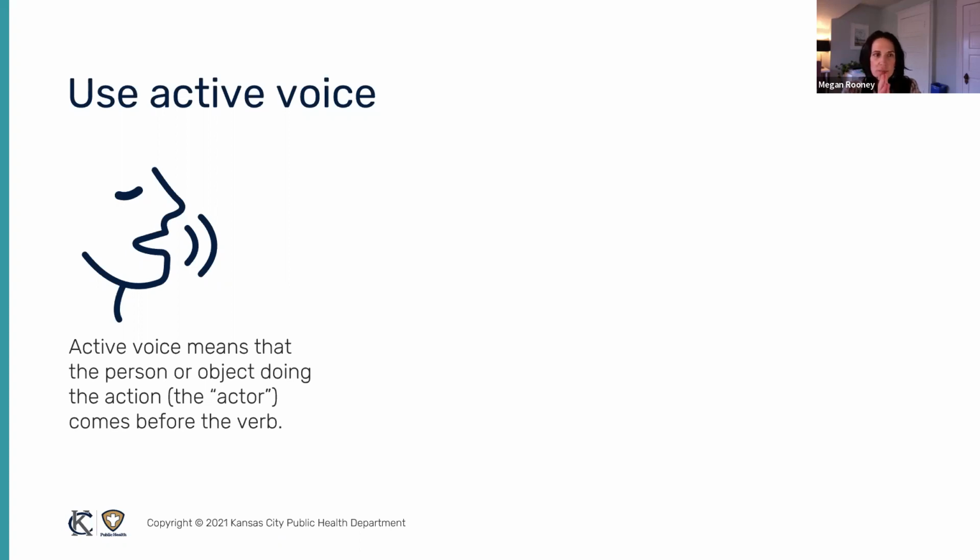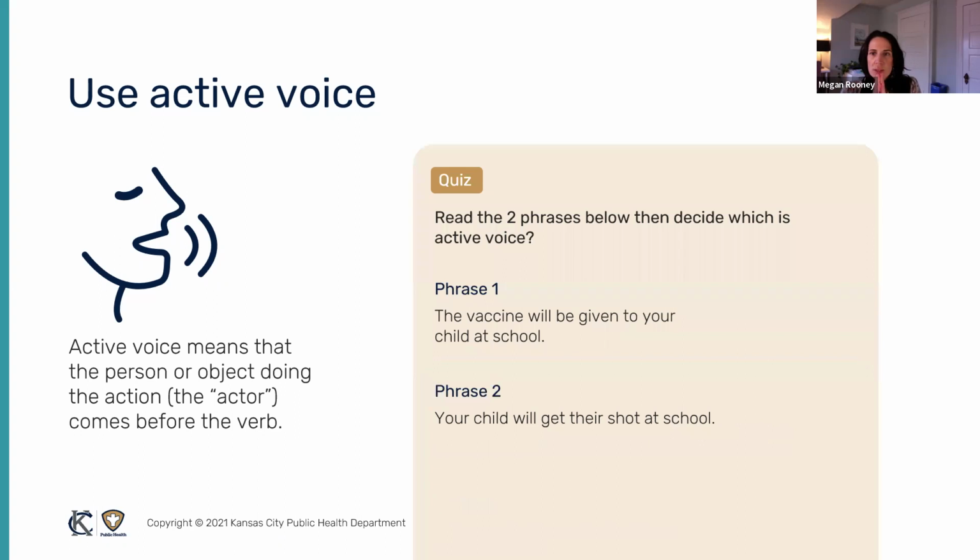So here's a little quiz. Read the two phrases below and then decide which is active voice. You can hold up or type in one if number one is active, and type in number two if number two is active voice, where the actor is first. Phrase two, people are writing phrase two. Phrase one, phrase two.